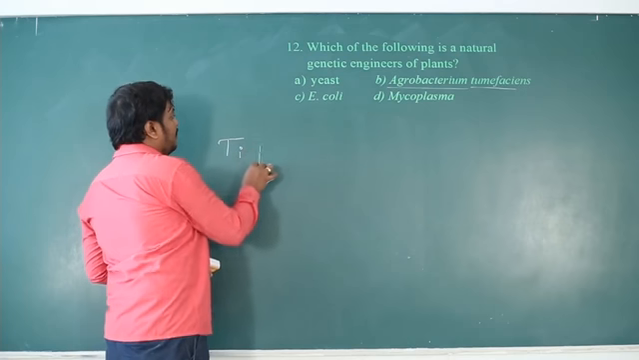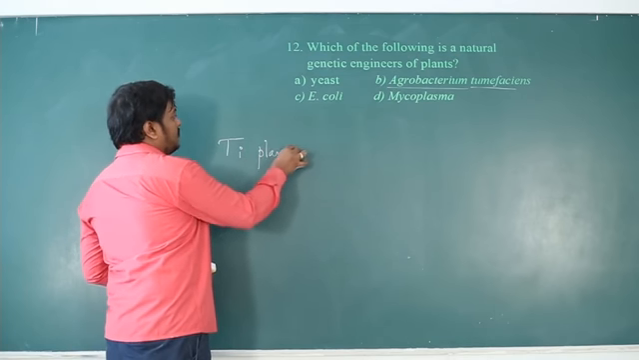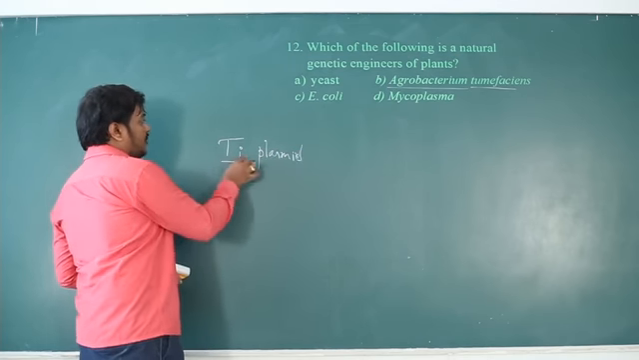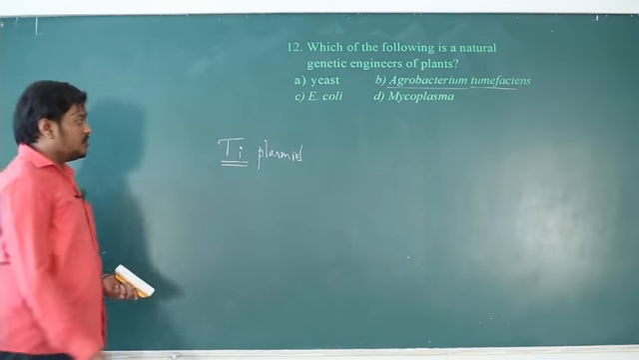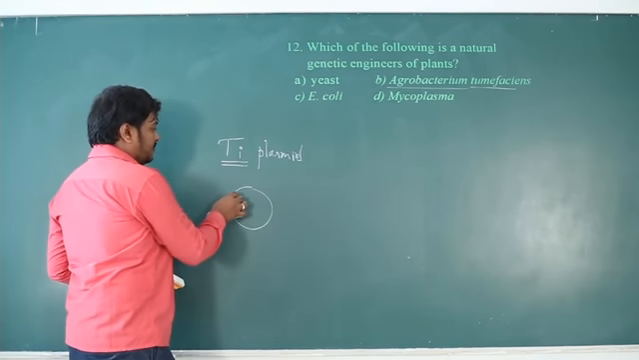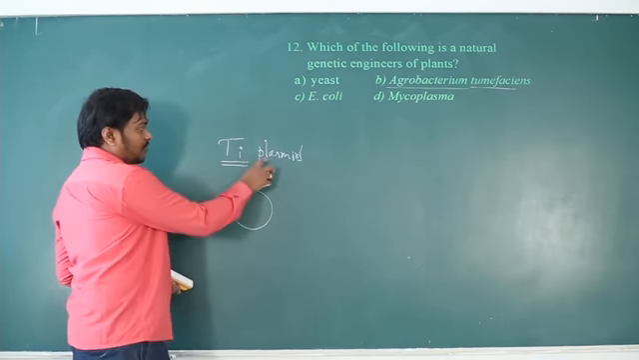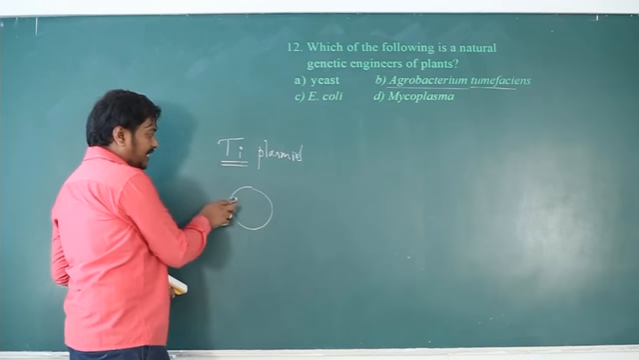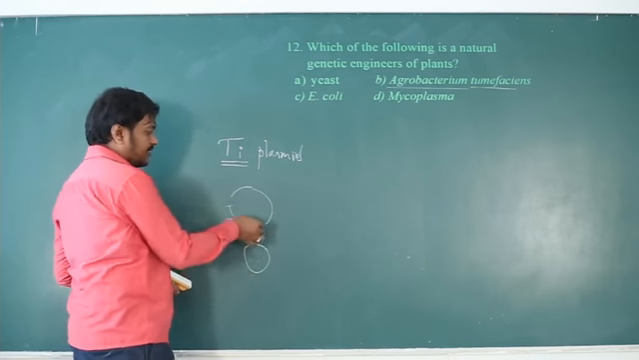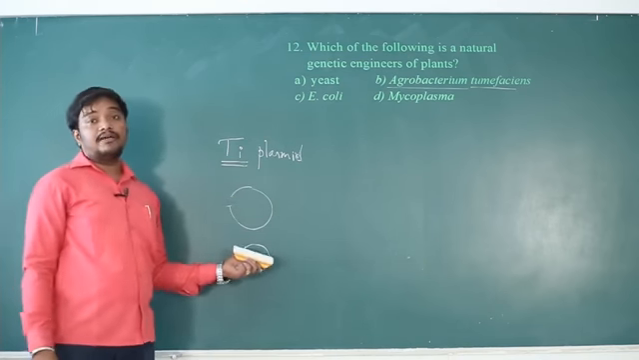Ti stands for tumor inducing, so tumor inducing plasmid. In the plasmid, the part which is able to cause the tumor in plants can be removed, and then it is joined back. After that we call it a disarmed plasmid.